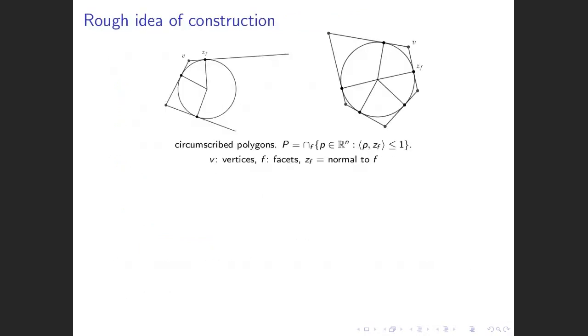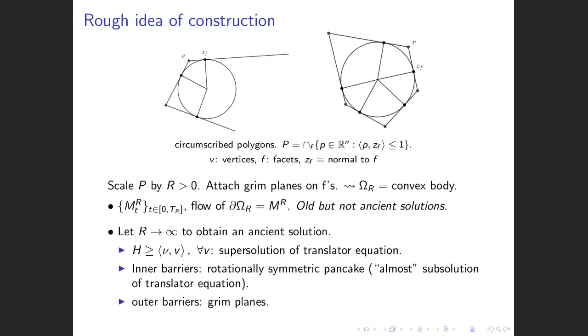Okay, now I'm running out of time, so I'm going to skip the details. I only have a rough idea, but I'm just going to show you the rough idea. How you construct these things is that you start with your polygon here. It might be unbounded or bounded here on the right, and you scale it so that the circumscribed circle has radius r, and you attach at each edge a grim plane.